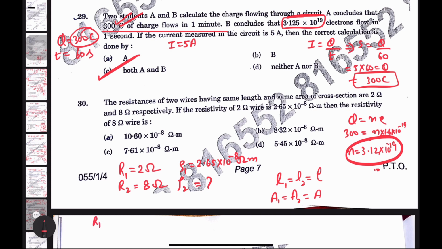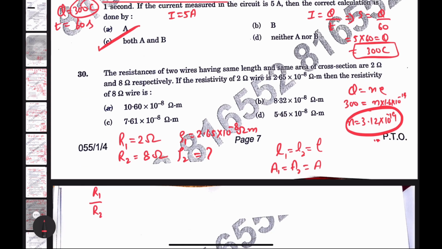Then R1 upon R2 is equal to rho 1 L1 upon A1 divided by rho 2 L2 upon A2. So we can easily cancel L1 upon A1, because instead of writing L1 upon A1, we will write L upon A, and instead of writing L2 upon A2, we will write L upon A. L upon A and L upon A are cancelled. So we are having R1 upon R2 is equal to rho 1 upon rho 2. So this implies R1 is 2, R2 is equal to 8, and it is equal to 2.65 into 10 raised to power minus 8 divided by rho 2. So it is 1 by 4.